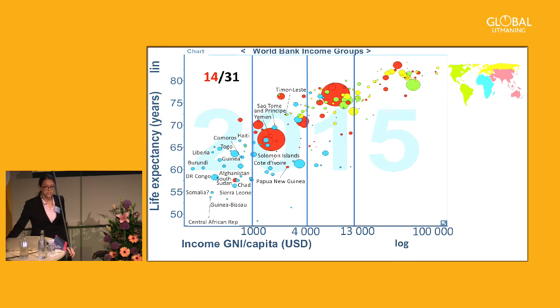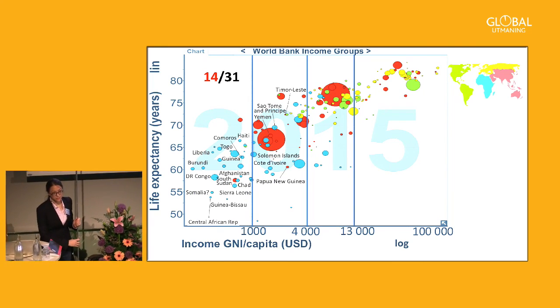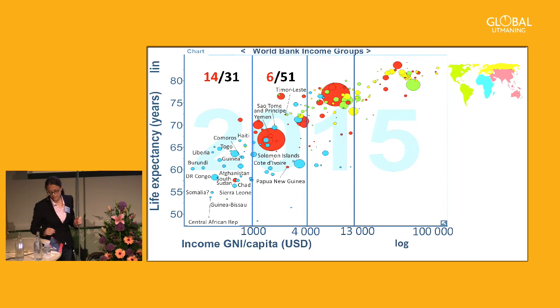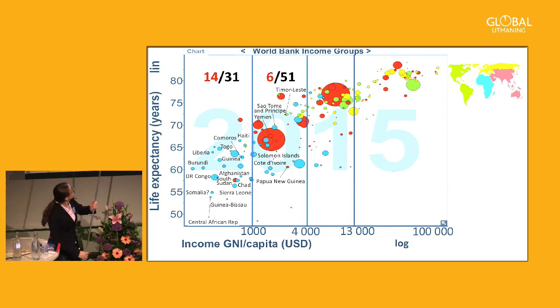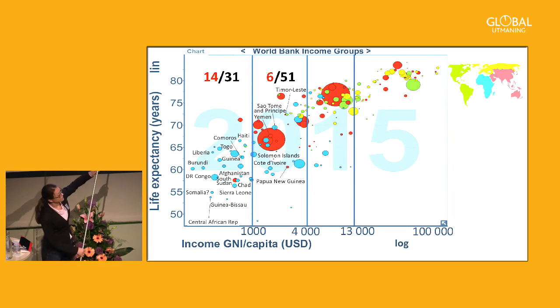14 out of 31, almost half of the states in the low income country group are fragile states. And 6 out of 51 in the lower middle income countries. So our fragile states are in this corner.